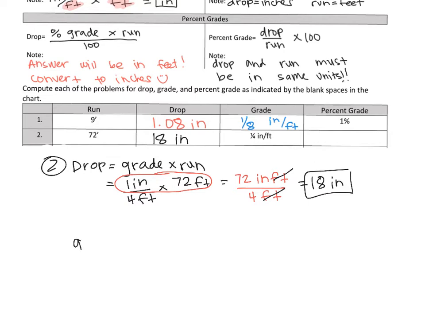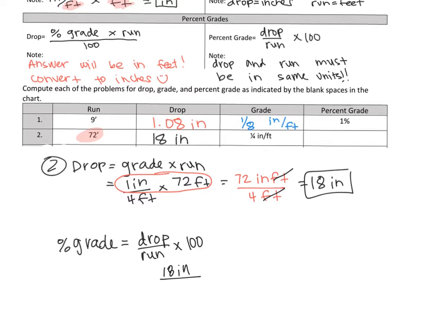Now the last thing we got to find is the percent grade. And the formula we know is drop divided by run times 100. But the drop and the run have to be measured in the same units. So currently, if I was to set this up, I know my drop is 18 inches divided by, I need to do my run, but it needs to be in the same units. Well, if you look up top, our run is 72 feet. We need to convert that to inches.